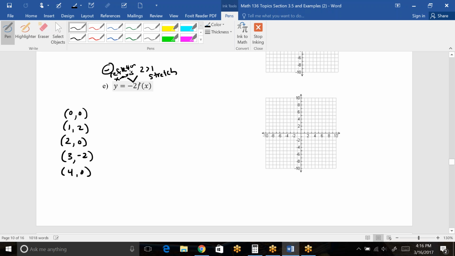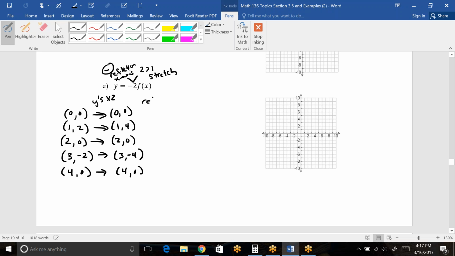Now, I usually do the number first and then do the reflection. So having a 2, a stretch, means that all my y's need to be times by 2. So that would still be 0, 0. This one, though, would be 1, 4. This would be still 0. This would be 3, negative 4. And this would still be 0. So I times all of my y's by 2. What that does is stretches them out.